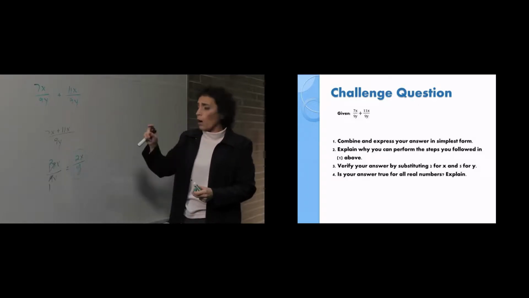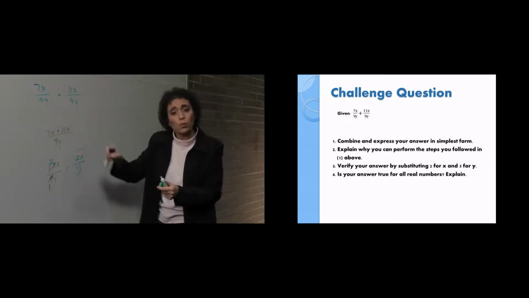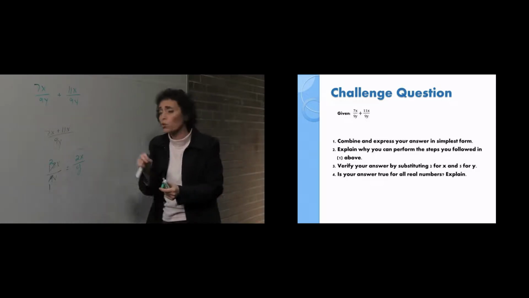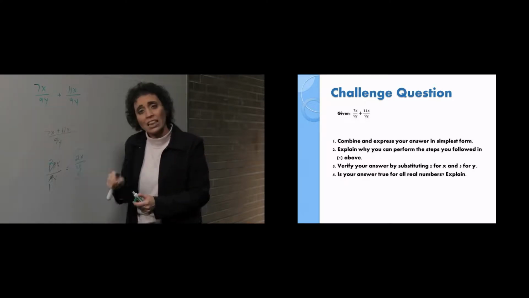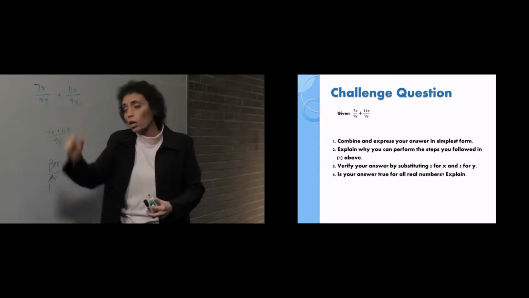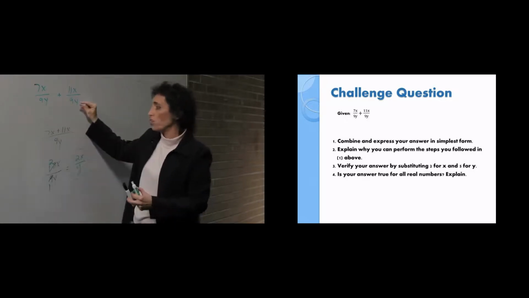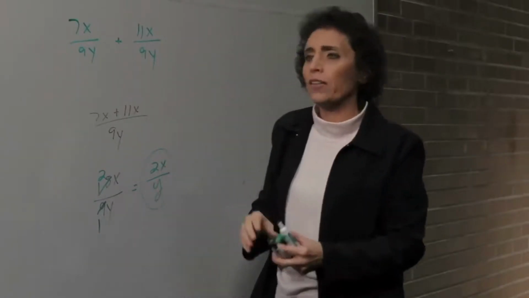It says, explain why this works. Well, we know why it works because they're the same denominator. Remember, we can combine like terms. And remember, we talked about in Mod 4 the fact that with fractions, like terms meant the same denominator, because they were the same size piece. So this 9y piece is the same as this 9y piece. So I have 18 x's of those 9y pieces. Okay, that's what it said.